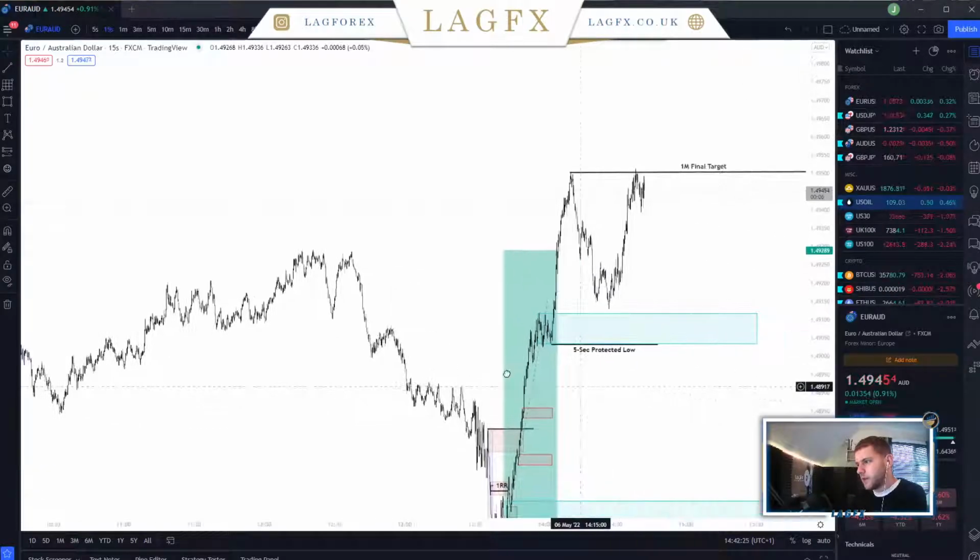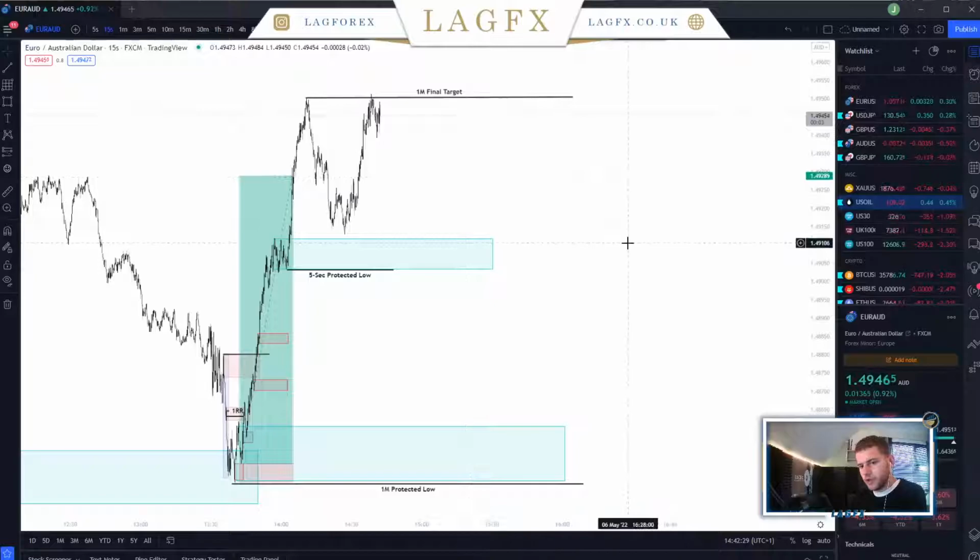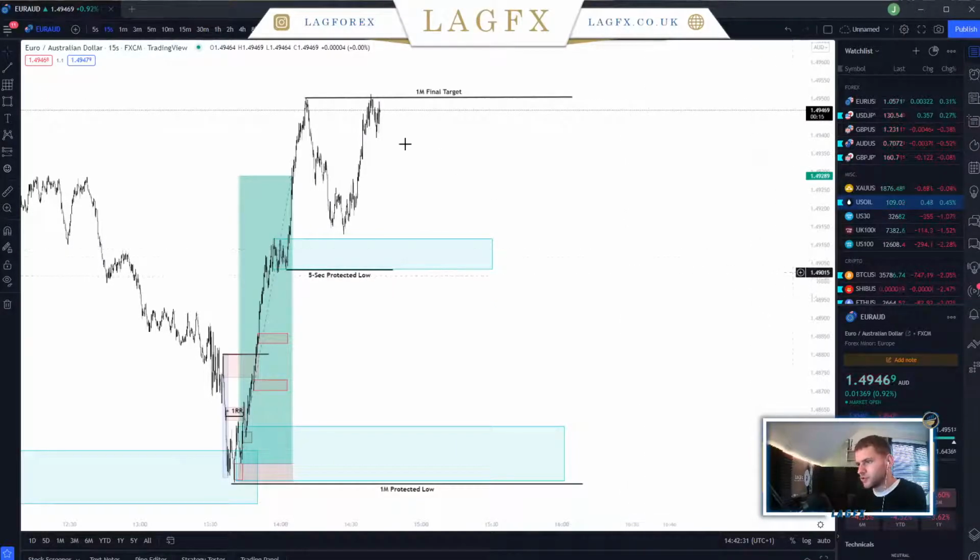Oh, it does seem that price is struggling to make any moves higher, so we could be in stall for a higher time frame retracement, which may come down to this.